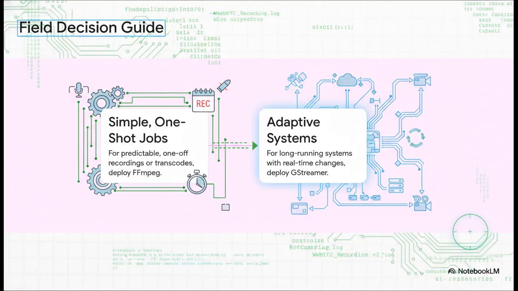So what does this mean for you? Well, it gives us a super clear, actionable field guide. If your mission is a simple, predictable, one-off recording job, deploy FFmpeg. It's reliable, it's efficient for that kind of task. But if you're building a system that's going to run for a long time, something that needs to be adaptive and handle changes in real time, your operative has to be GStreamer.